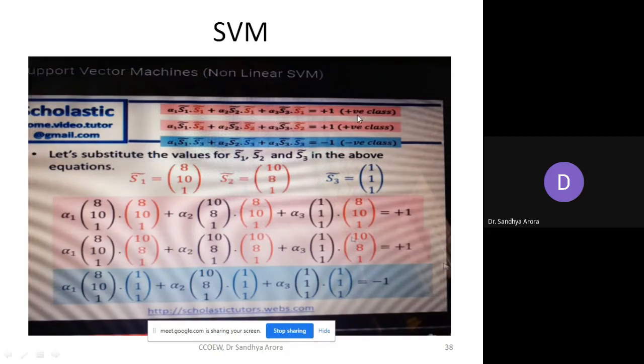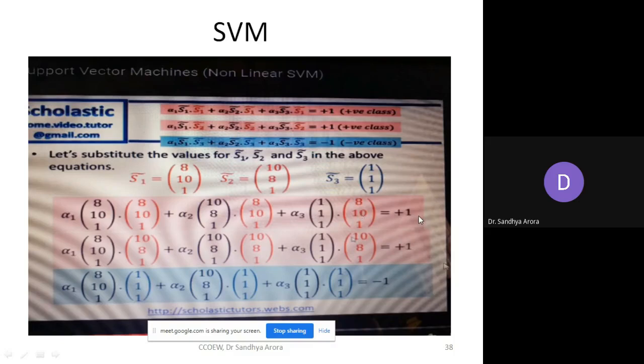Those 2 points are of the positive class. The red points are positive class points, the blue point is of the negative class. So you can see the first equation is of the positive class, the second equation is also of the positive class, and the third equation is of the negative class. So alpha 1 S1 multiplied by S1 plus alpha 2 S2 multiplied by S1 plus alpha 3 S3 multiplied by S1.